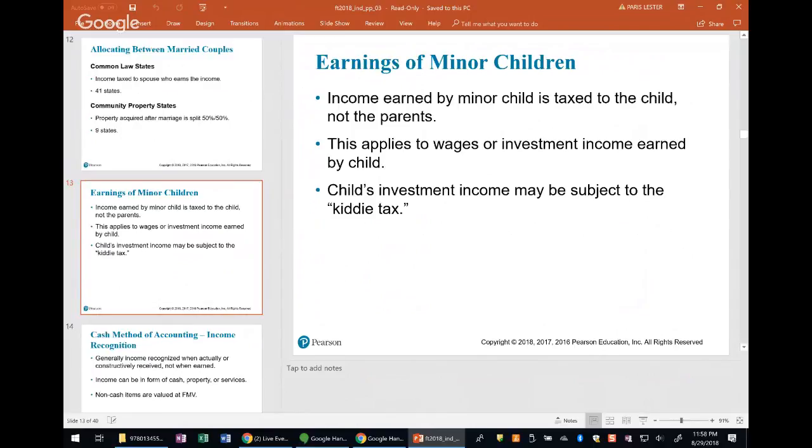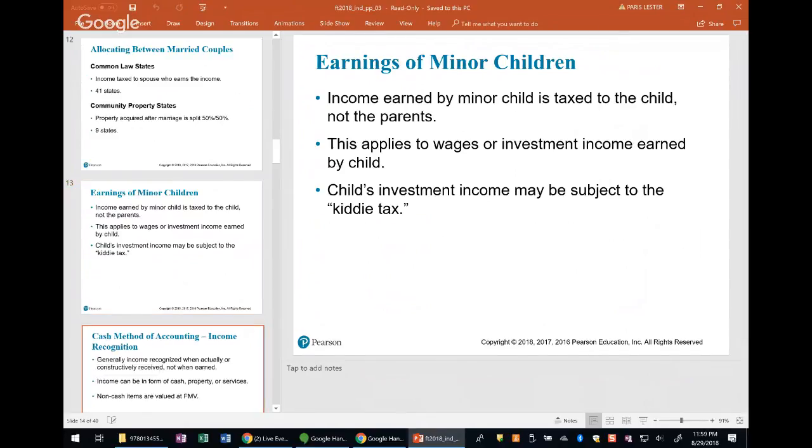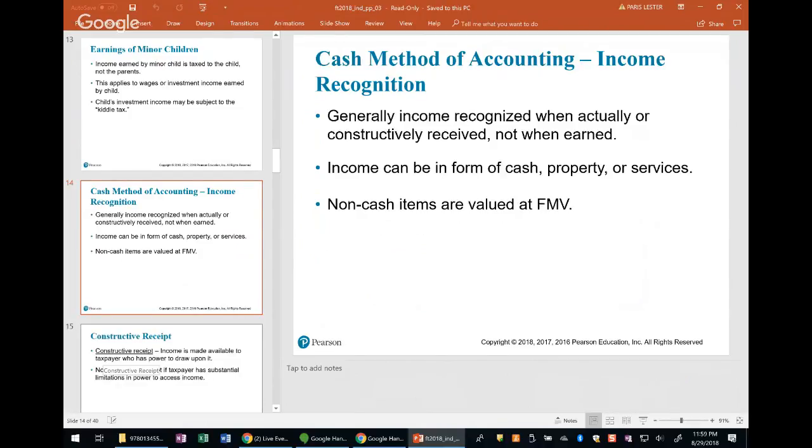Income earned by minor children is taxed to the child. But now we can find out later unearned income might be taxed to the parents. That's the kiddie tax. Income is recognized when actually or constructively received. If you got a paycheck in December, you haven't cashed it, you still got the money. You are taxed on it. And if you get income in property, then you're supposed to be taxed on the fair market value of the property.